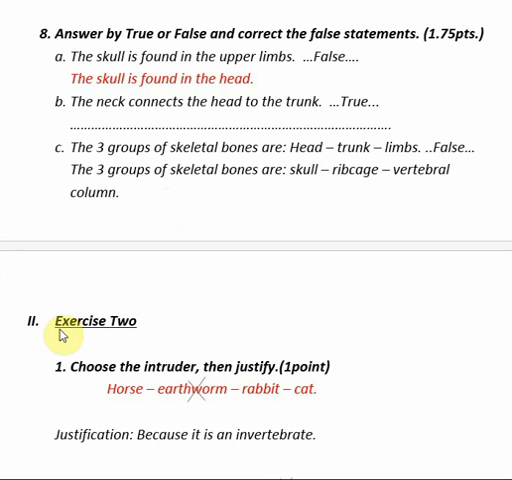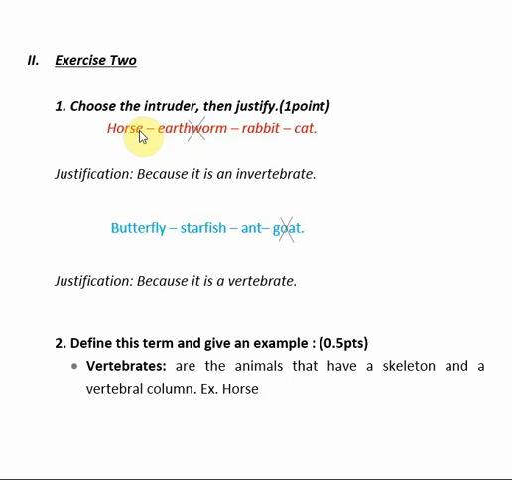Now let's go to exercise 2. In exercise 2, you have to choose the intruder and then justify. First, we have horse, earthworm, rabbit, and cat. The earthworm is the intruder because it's an invertebrate and all the other animals are vertebrates.